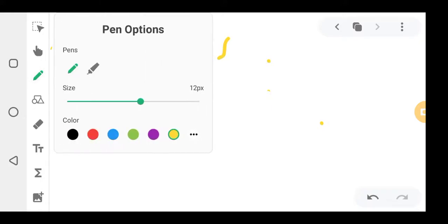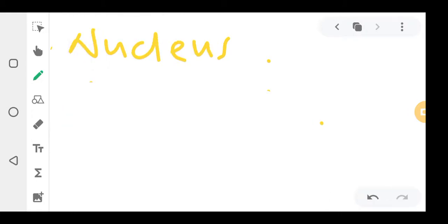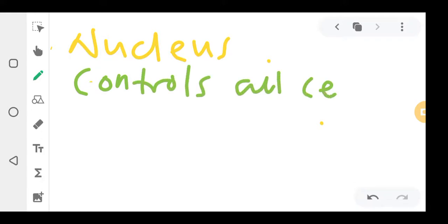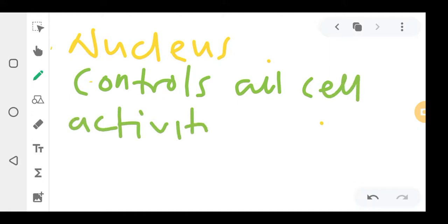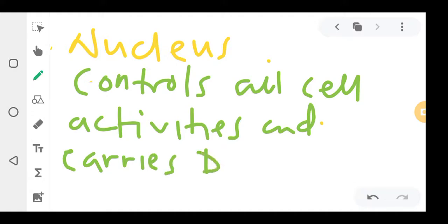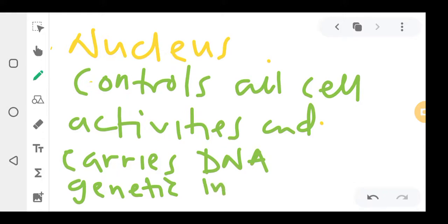The nucleus contains genetic material and controls all cell activities. Nucleus controls all cell activities and carries the DNA, genetic information.